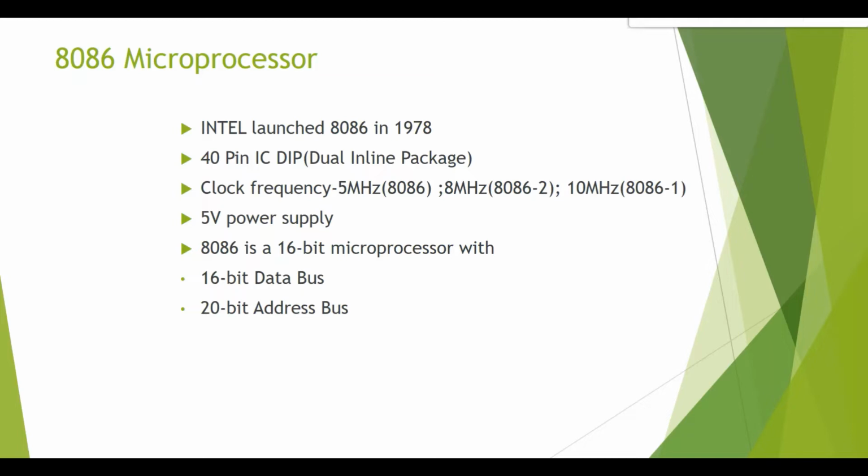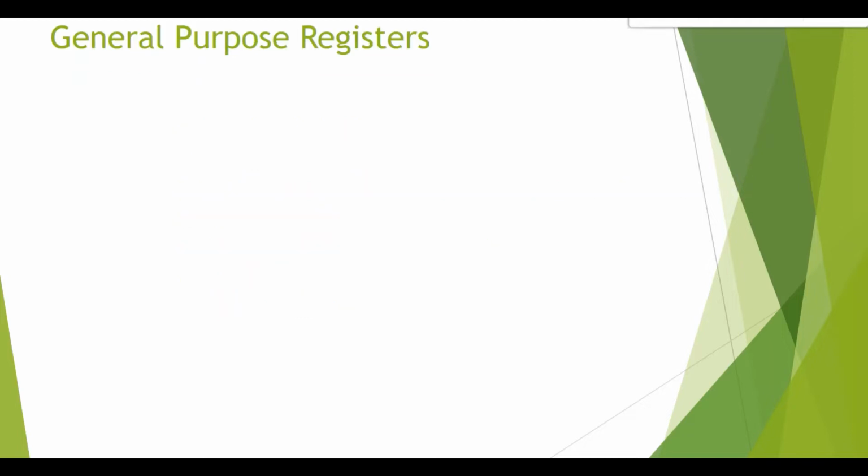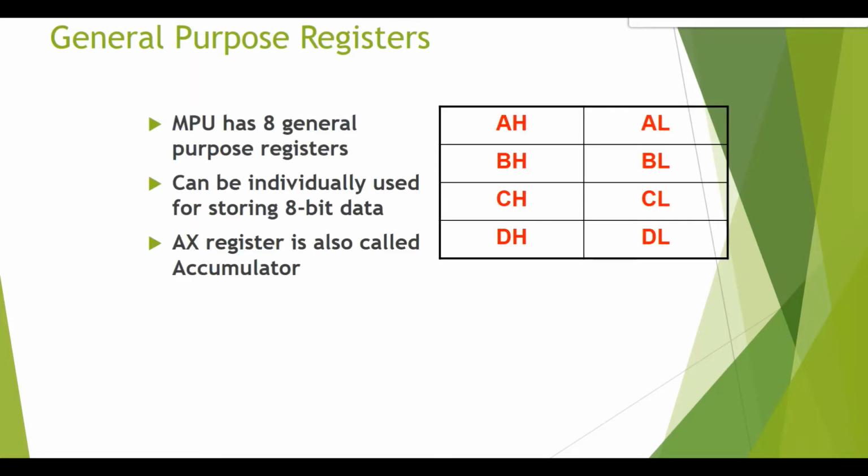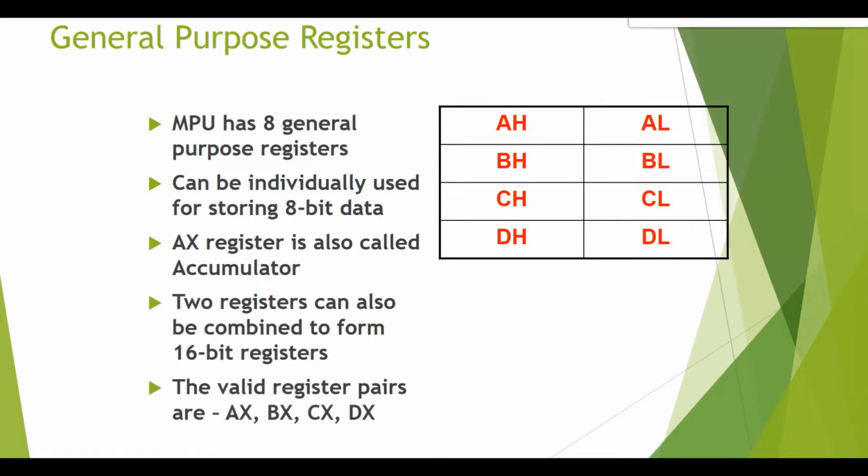Now first of all we do the architecture diagram of the 8086 microprocessor. So first we consider the general purpose registers. In the 8086 microprocessor we have a total of 4 general purpose registers, that is AX, BX, CX and DX.